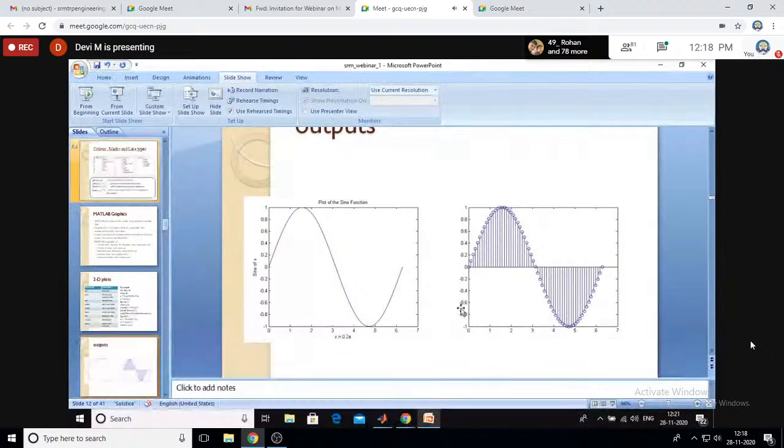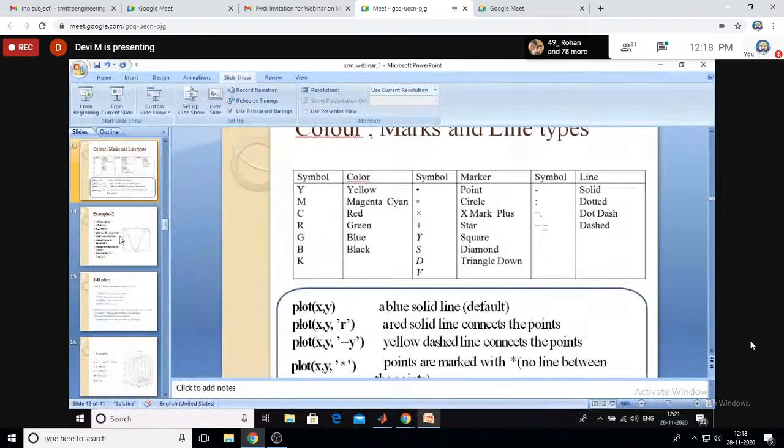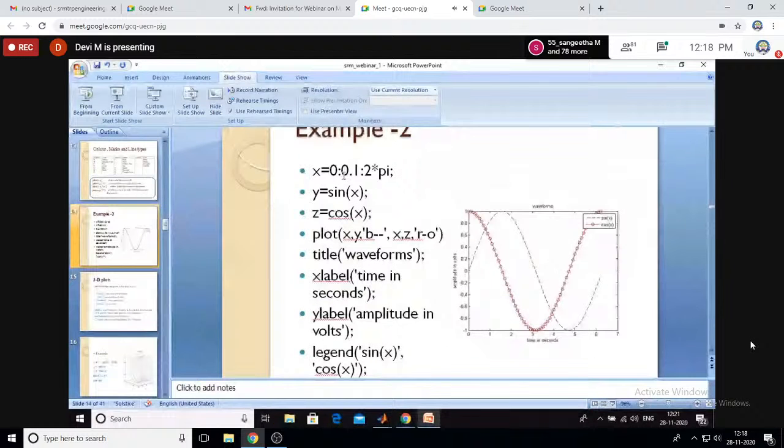Next, in my second slide, I have given the colors you can use to create your waveform, and I have given an example also. Here I have generated one sine waveform and a cos waveform, single cycle waveforms. Plot x comma y, sine will be in blue color, and I have to indicate it like this. The waveform will be indicated by dashed lines. Then x comma z is the cos waveform, and it has to be indicated with hyphen o.